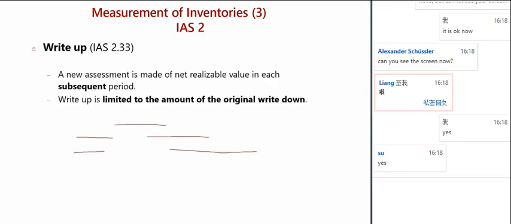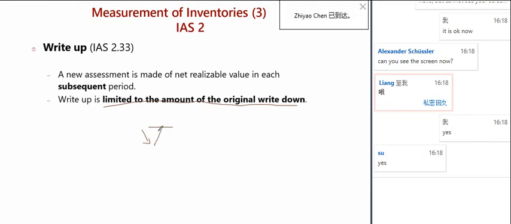When there are write-downs, there can also be write-ups. But the write-up is limited to the amount of the original write-down. Yeah, so there is an upper limit. If you have a write-down, in subsequent periods you can write it up, but only to the amount of the original write-down. So this is the upper bound, upper limit.